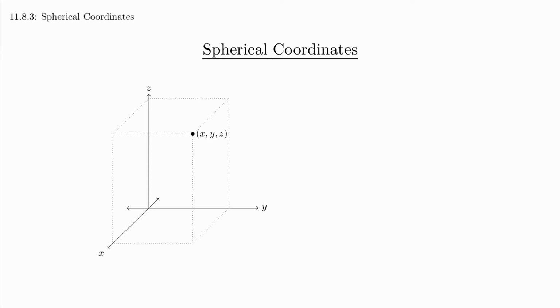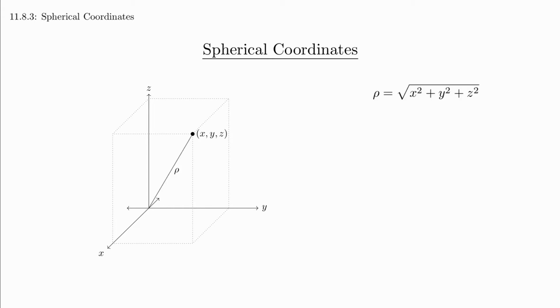Spherical coordinates are much more difficult to work with than cylindrical coordinates. In this case, all three variables from rectangular coordinates are interacting with each other. Here is the graph of the point x, y, z in rectangular coordinates. We want to get from this to spherical coordinates.